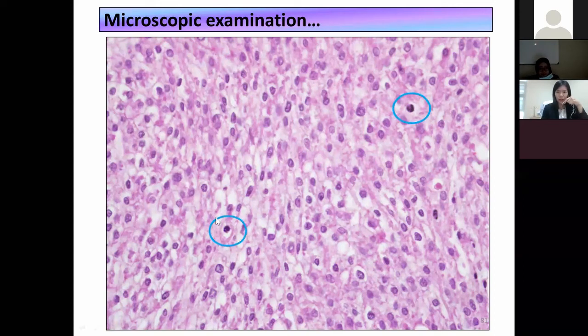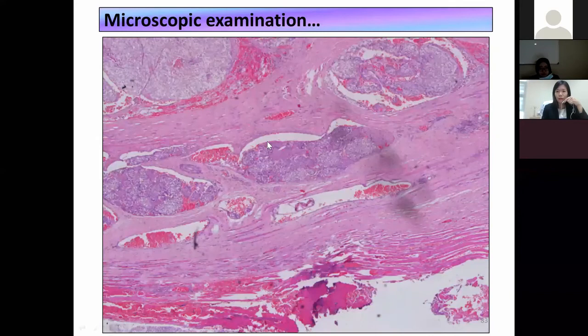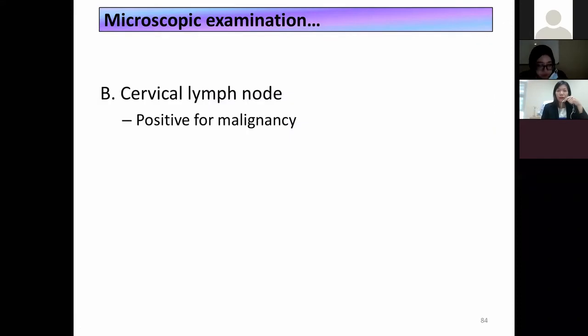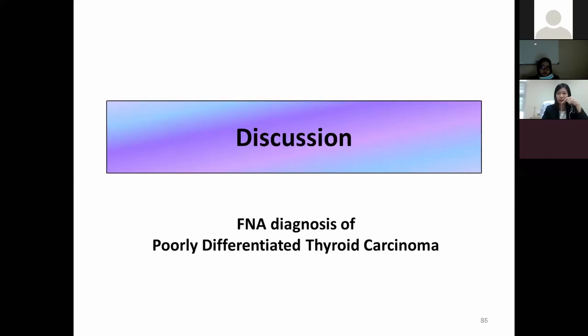You can appreciate the frequently seen mitoses. Areas of necrosis are seen. In areas, lymphovascular invasion is also noted. Expectedly, the lymph nodes also show positivity for malignancy. So a diagnosis of poorly differentiated carcinoma, insular type, with lymph node metastasis was given.